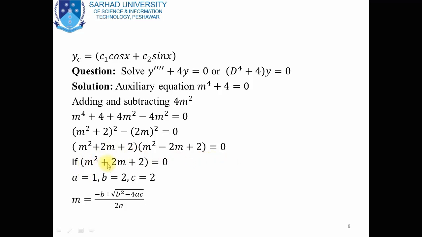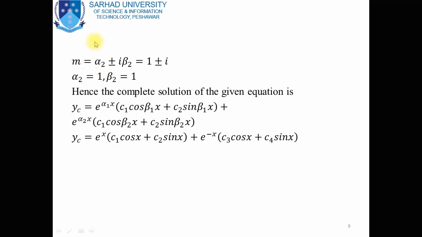Now suppose m square plus 2m plus 2 is equal to 0. This is a quadratic equation, so to find its roots by using the quadratic formula, m is equal to minus b plus minus under root b square minus 4ac, divided by 2a. In this quadratic equation, a is equal to 1, b is equal to 2 and c is equal to 2. So putting these values in the quadratic formula, we obtain the roots alpha 2 plus minus iota beta 2, which is equal to minus 1 plus minus iota.